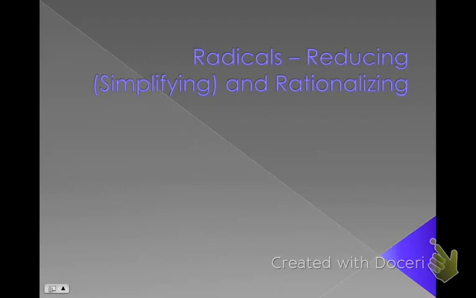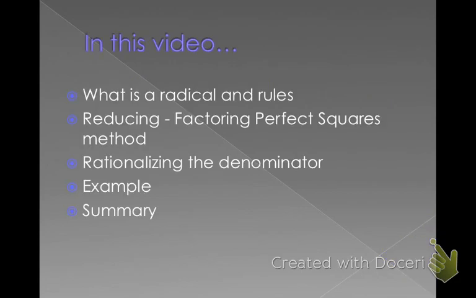This video is about radicals and the way that we're going to use radicals in geometry. We need to be able to reduce them or simplify them, and we need to rationalize our denominators. We'll start off by what a radical is and some of the basic rules, and then we'll talk about reducing radicals by factoring out perfect squares and what it means to rationalize a denominator. I'll run through an example and then we'll summarize.